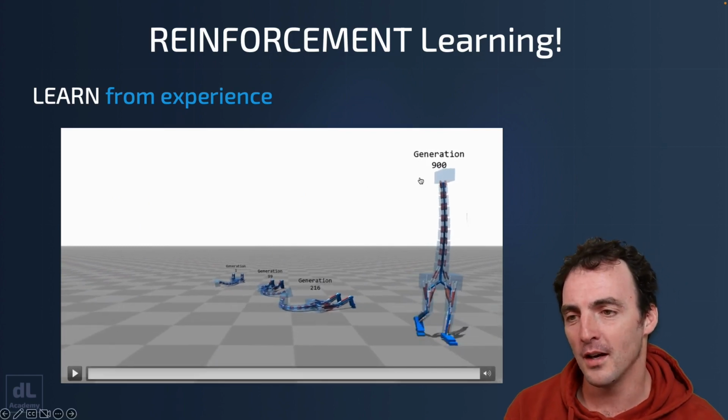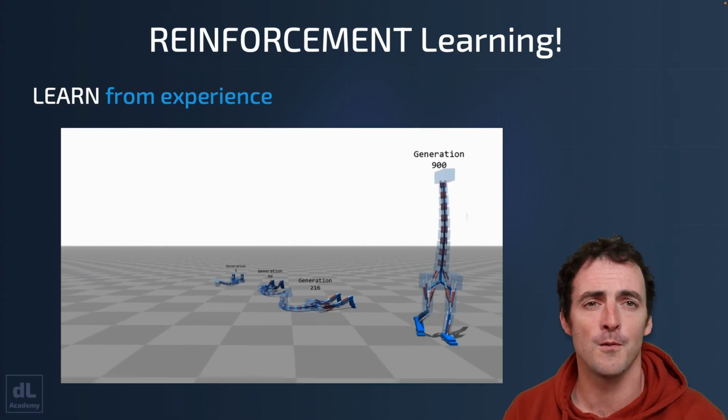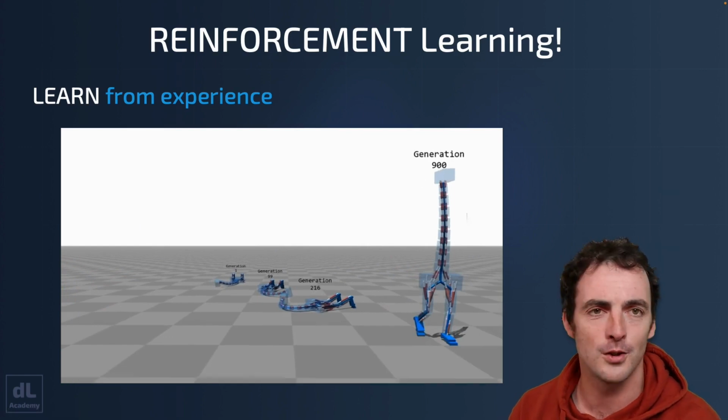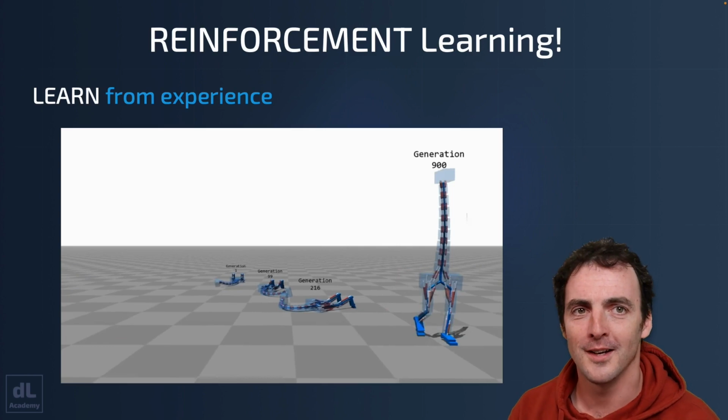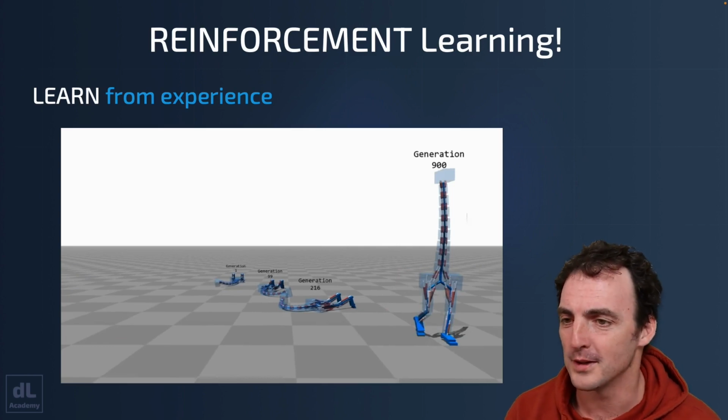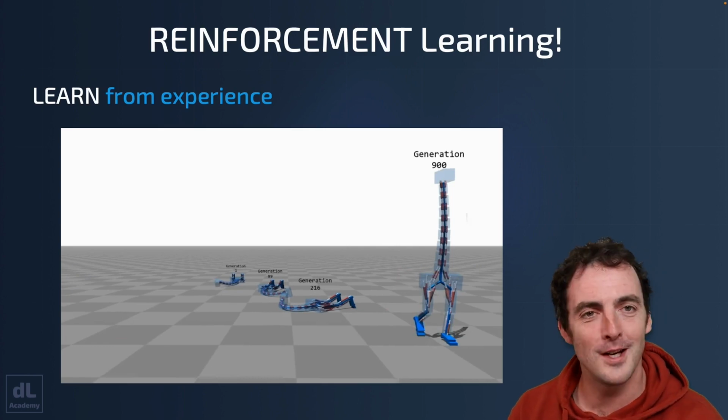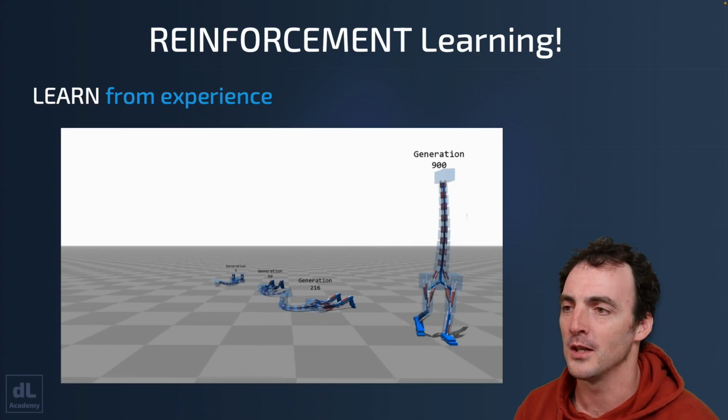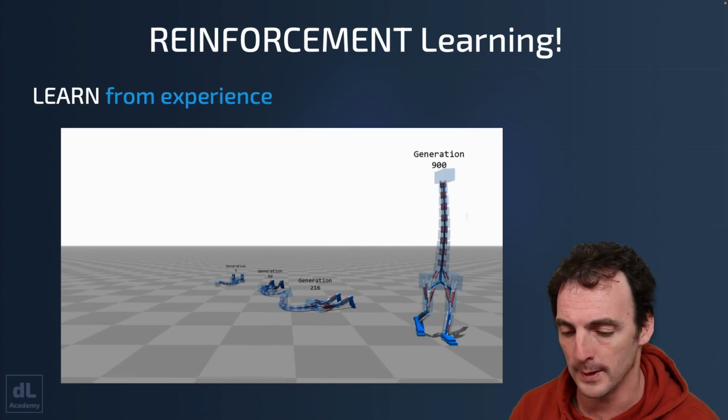And then by the 900th iteration, it's learnt from experience that the way to control the algorithm is known, and it can achieve its goal of being able to stabilize itself. A really nice visual example of machine learning, particularly reinforcement learning.